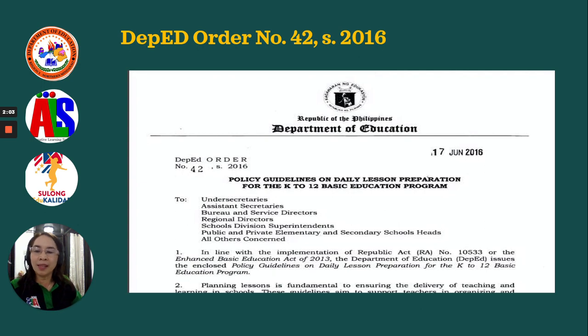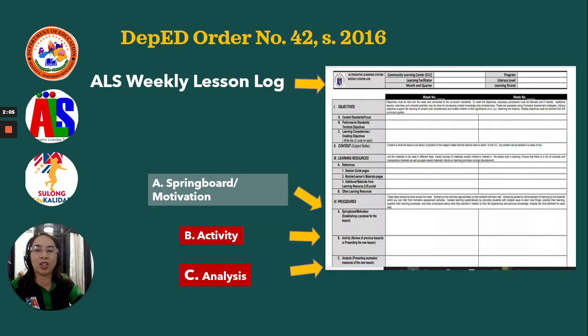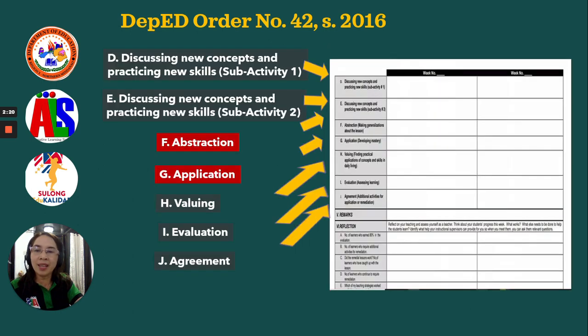The template indicates this procedure. So this is now our ALS weekly lesson log. For A, springboard or motivation. B, activity. C, analysis. D, discussing new concepts and practicing new skills. That will be your sub-activity 1 for analysis. E, discussing new concepts and practicing new skills. That will be your sub-activity 2.